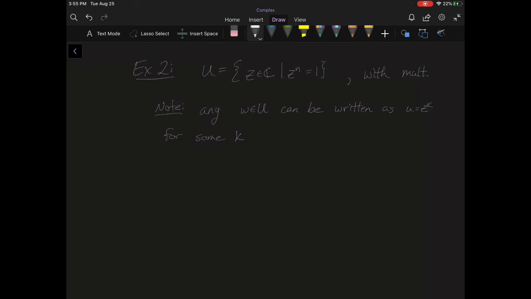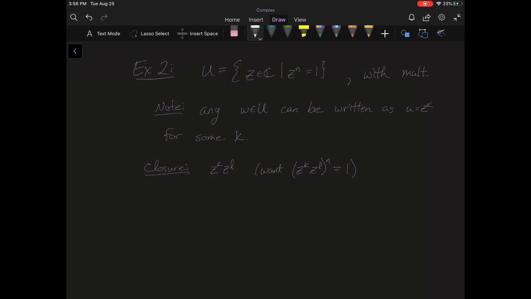For any integer k. Well, for some integer k. It couldn't be any integer k, because then it would be going around the circle. So let's look at closure first. If I have z to the k and z to the l, I want to show that z to the k times z to the l, all raised to the nth power, is going to give me 1, because then it satisfies the property of being in the set U.